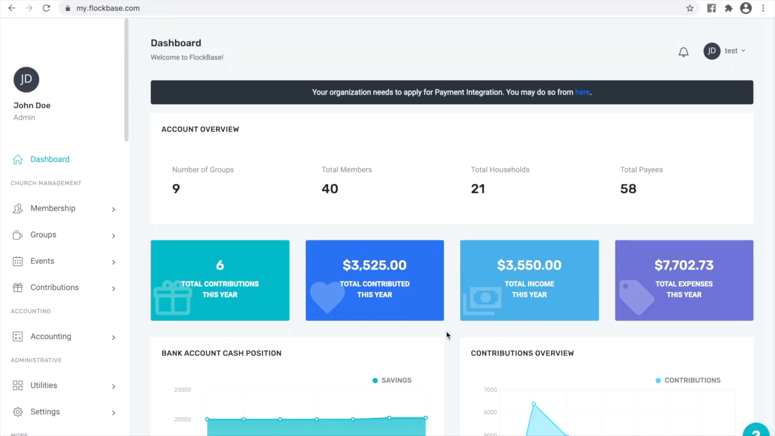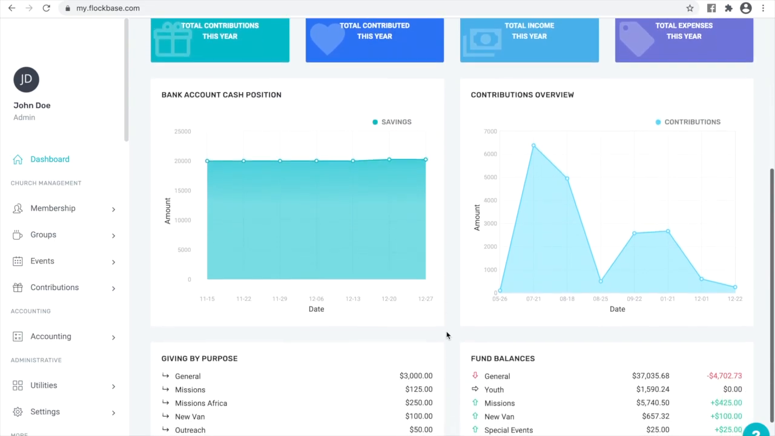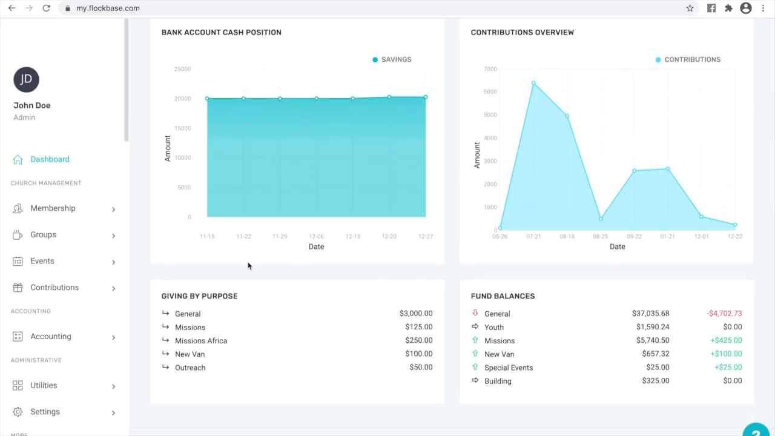Below that, we've got a graph breaking down the cash position of 3 of our bank accounts. These will be the first 3 bank accounts created in your chart of accounts. We've also got a day-to-day graph of contributions. At the bottom, there is a further breakdown of how much has been contributed to each purpose during the year. This takes the total contributed number from the top and shows to which purpose those donations have gone.